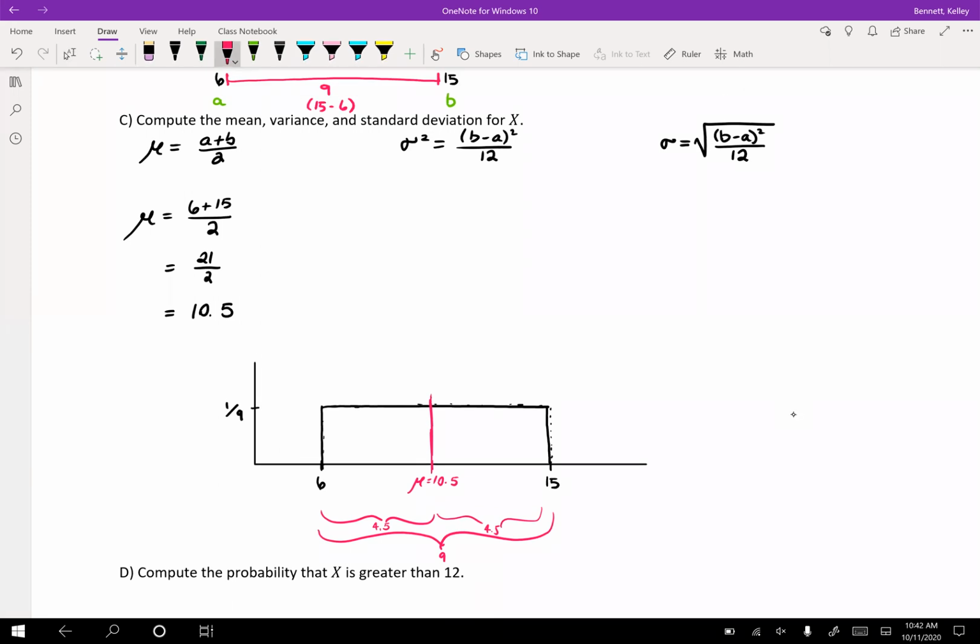Next, we want to compute the standard deviation. So we're just going to follow our formula. We have sigma squared equals b minus a squared over 12. So that's 15 minus 6 squared over 12. So that's 9 squared over 12, 81 over 12.